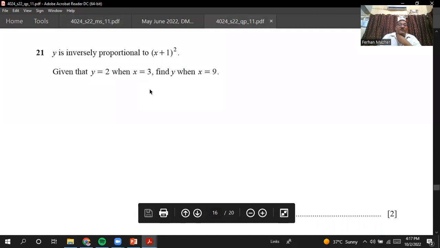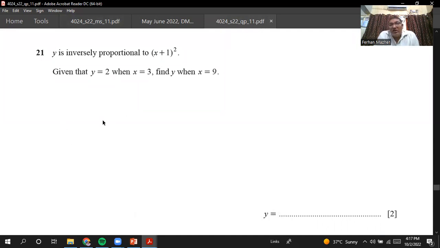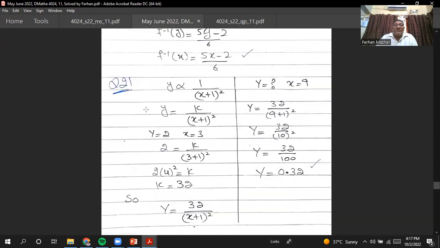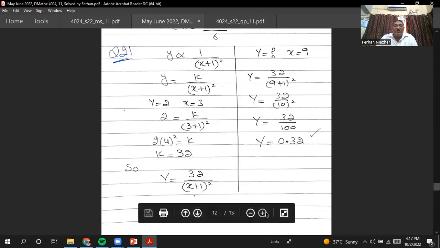So we are going to the next question. He says it's a 2 marks question. He says y is inversely proportional to (x plus 1) whole square, and given that y is equal to 2 when x is equal to 3, find y when x is equal to 9. So he's saying inversely proportional. Okay, so here we go.